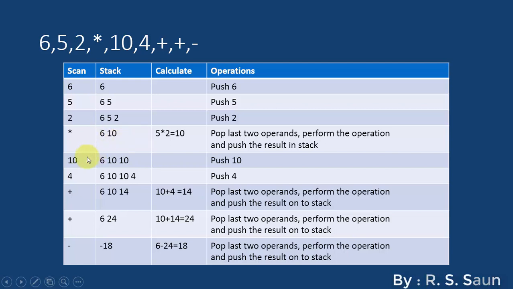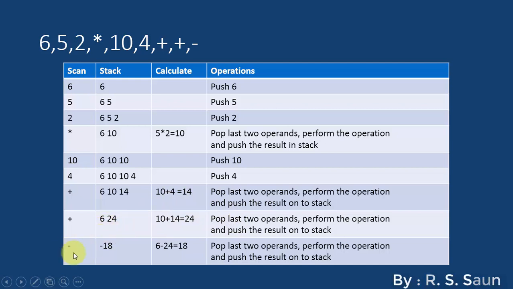Then we are going to scan 10, that is the next element, and since it is an operand, it will be pushed to the stack. Then 4 is pushed to the stack, and then we again have an operator, and that is also a binary operator. That's why we have to pop 2 elements one by one. 10 plus 4 is equal to 14, and then push this result to the stack. Similarly here also 10 plus 14 is equal to 24, and push it back to the stack.